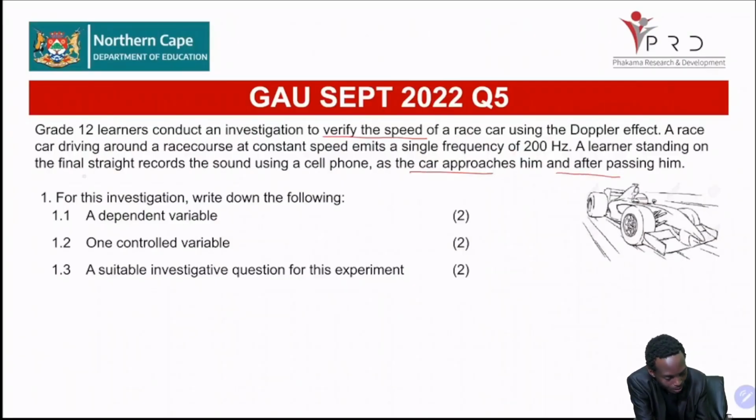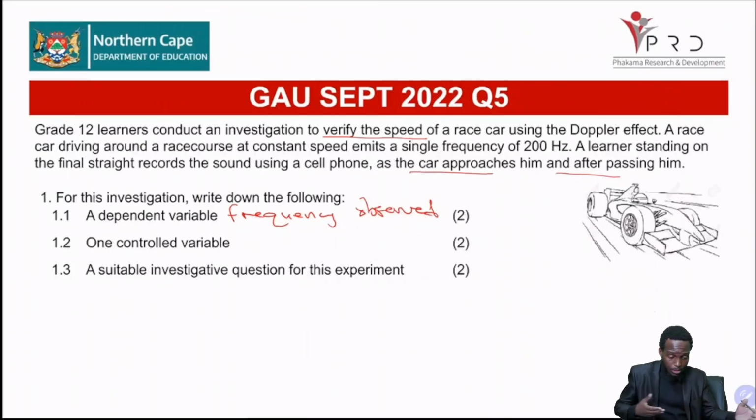Okay, so number 1, for this investigation, write down the following. A dependent variable. Obviously, the frequency observed must be the dependent variable, because that's what is being measured as the car is changing its movement, right? So it moves from point A to point B towards him, and then from B to another point away from him. The learner records the frequency.